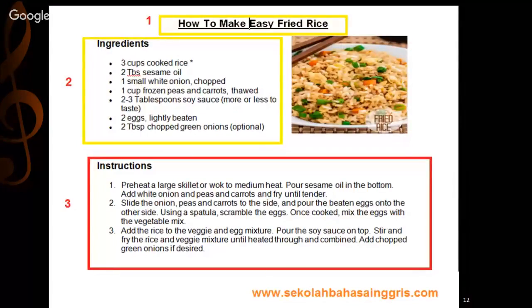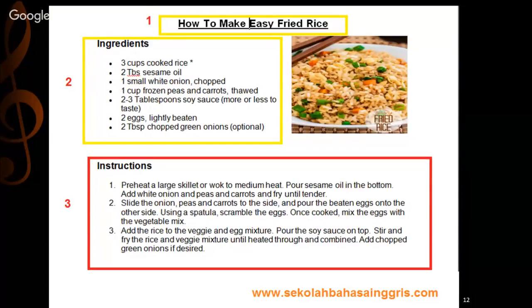Another example is how to make easy fried rice. 3 cups cooked rice, 2 tablespoons sesame oil, 1 small. Please remember, we will be asking you questions like this in the exam. So don't think, hey, I don't need to learn about cooking and all that. Some basics, like how to make tea, how to make coffee, they can ask. So pay self attention. Don't think that, oh, I don't need to cook fried rice. You never know what you will be asked in the exam.